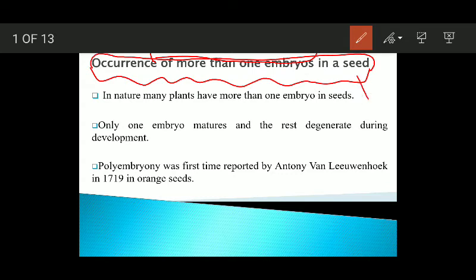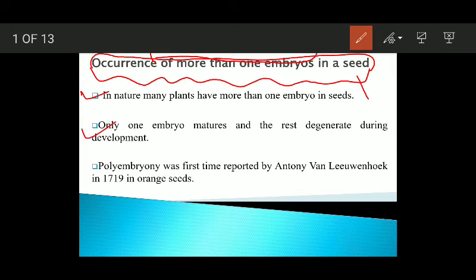Normally एक seed में एक embryo होता है, and if a seed contains more than one embryos, this phenomenon is known as polyembryony. In nature, there are many plants containing more than one embryos in their seeds, but only one embryo matures, it reaches the maturity, and the rest they degenerate during the process of development. Okay, this is very much important.